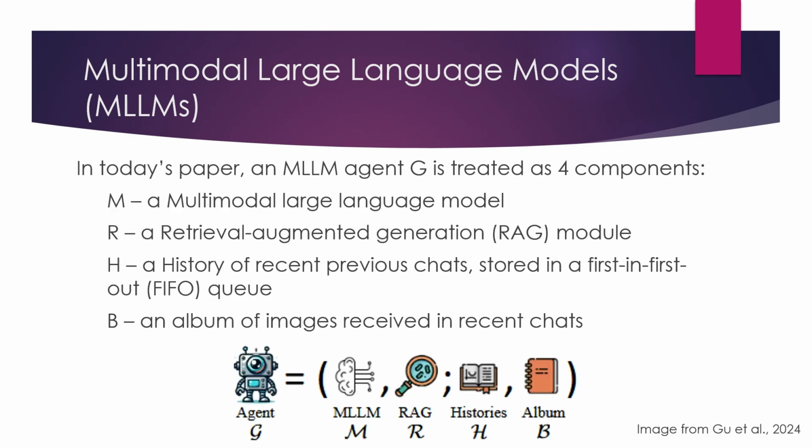In today's paper, an agent G is treated as 4 components. M, a multimodal large language model. R, a RAG module, which retrieves images from an album based on prompts. H, a history of the recent previous chats, which is stored in a first in, first out queue. And B, an album of images received in recent chats, also stored in a FIFO queue.